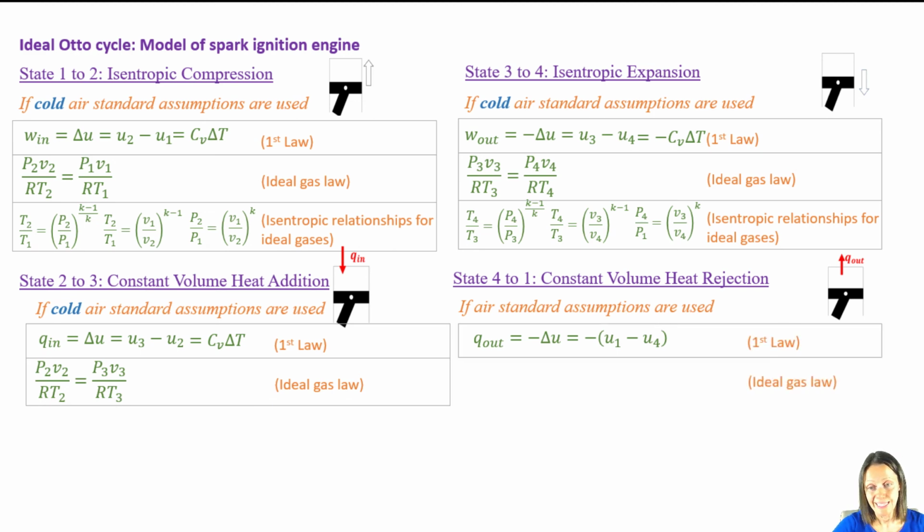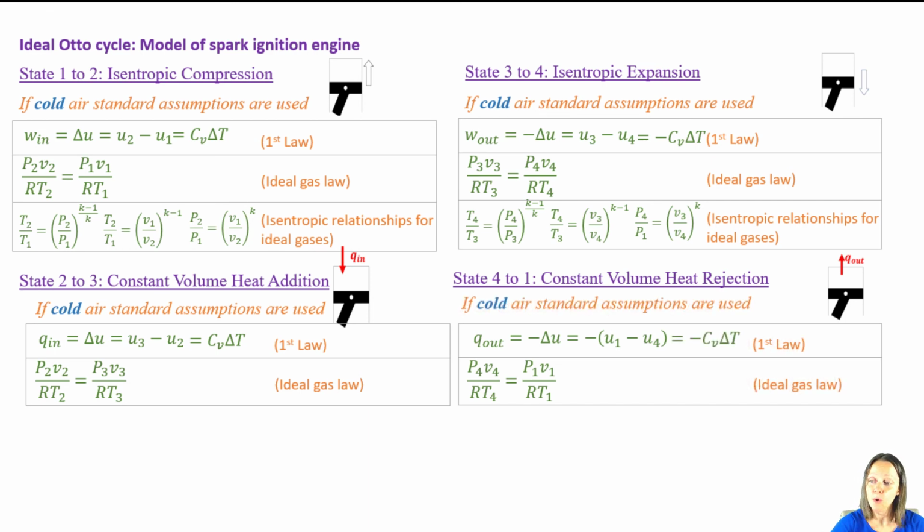I can still use my ideal gas law, no problem. I can't use any isentropic relationships because I don't have an isentropic process. But if I do make cold air standard assumptions, I absolutely can put that delta U in terms of Cv delta T.